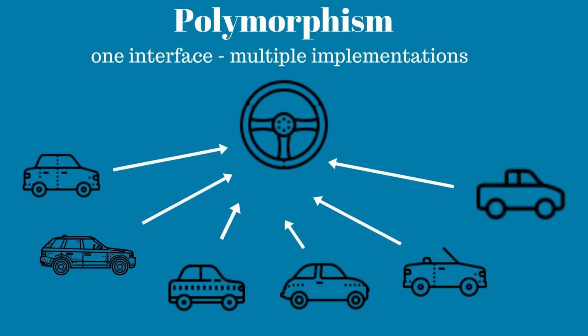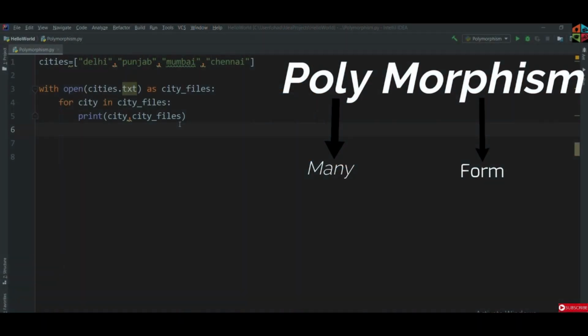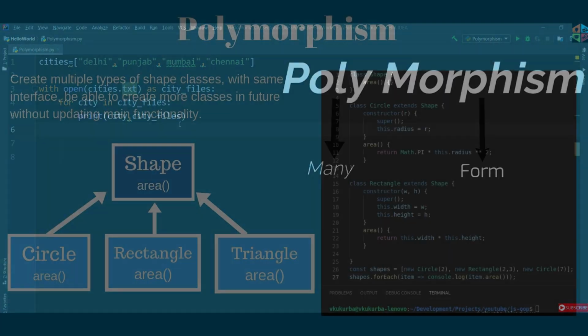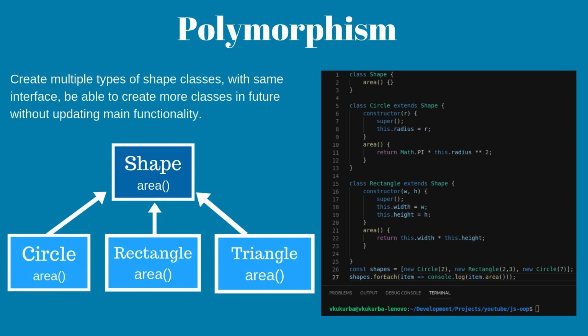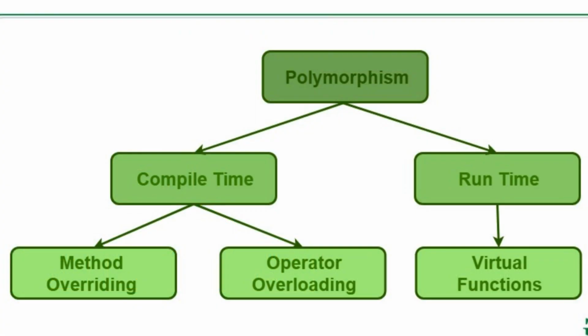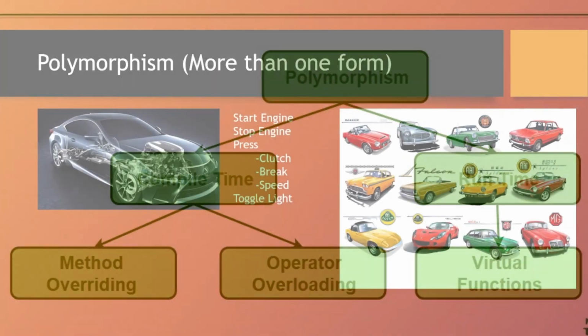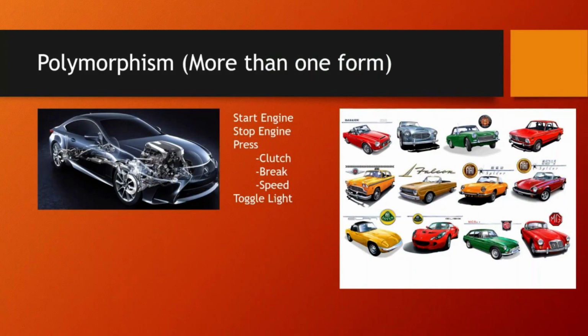Polymorphism. Polymorphism means the ability of objects to take on multiple forms or have multiple behaviors. It allows objects of different classes to be treated as objects of a common superclass. Polymorphism is achieved through method overriding in the subclass and method overloading in the same class or different classes.